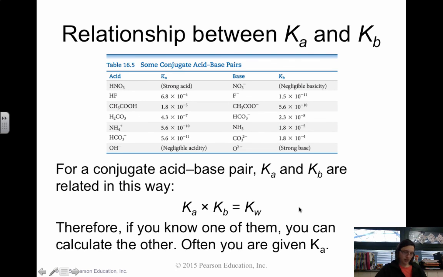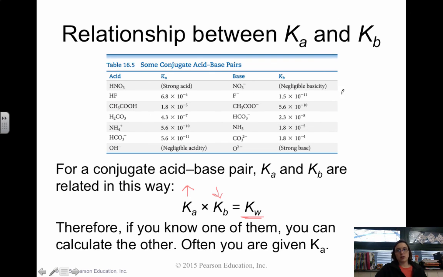Now, one thing to make note of is as the strength of the acid increases, which means Ka is increasing, the strength of its conjugate base has to decrease, because Kb must go down because Kw is a constant. So as acids get stronger, their conjugates get weaker. This is actually why the conjugate of a strong acid is neutral, because its Ka is already so high.